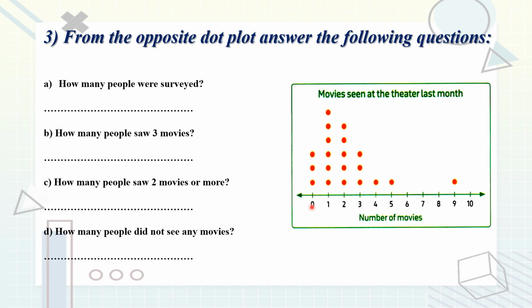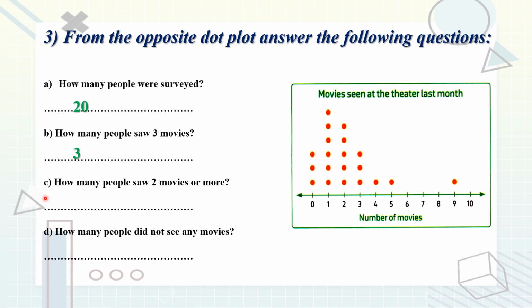The first question, how many people were surveyed? So we will count all the dots above the line, so we will get 20 people. And in exercise letter B, how many people saw 3 movies? We will go to number 3 and count the number of dots above number 3. We will get 3 dots, so 3 persons saw 3 movies.